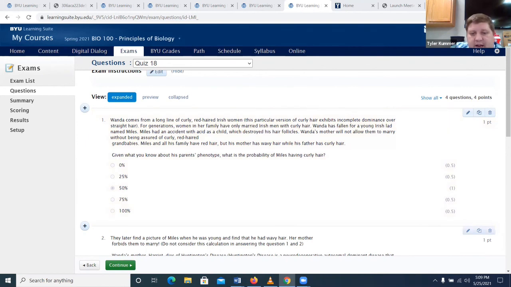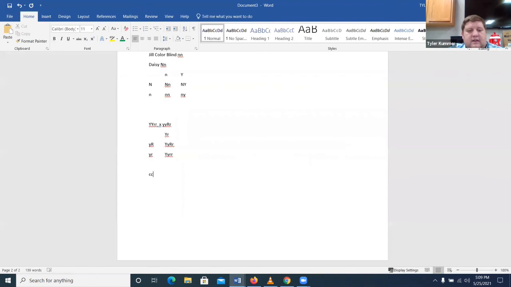So if I do that cross out, essentially dad has to be this, mom has to be this, and this is what our Punnett square would look like. And so it certainly is a possibility that Miles could have had wavy hair.